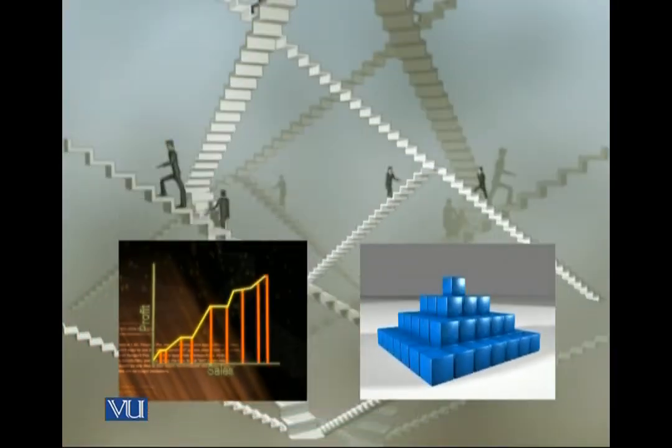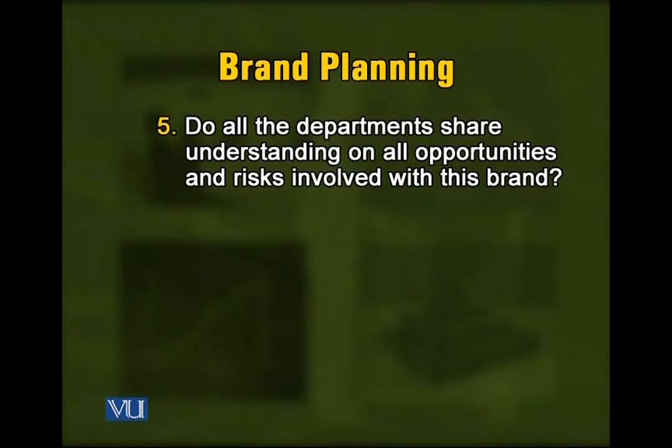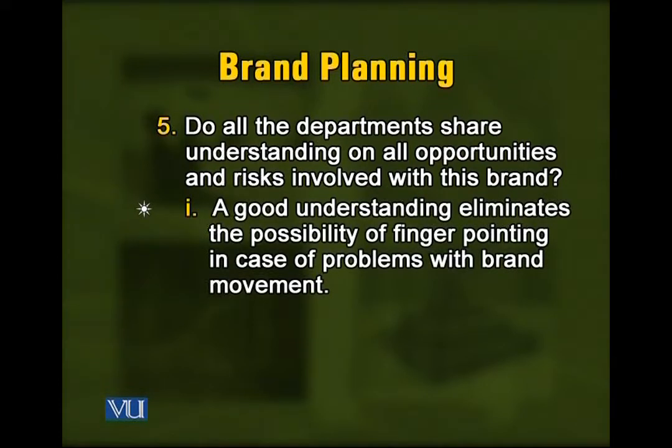So the next question which must be considered within the workshop is, do all the departments share understanding on all opportunities and risks? There are so many opportunities which the brand is going to offer, and the brand is also going to be prone to various risks. Now, if there is a complete understanding among all those who form that workshop, then the blame game in terms of the finger pointing will not be played once things go wrong. This is not to say that things will go wrong, but in case there are certain problems, there will not be finger pointing here and there, saying I told you so.